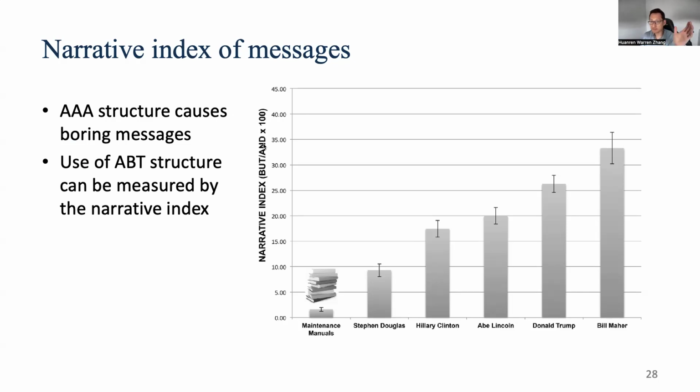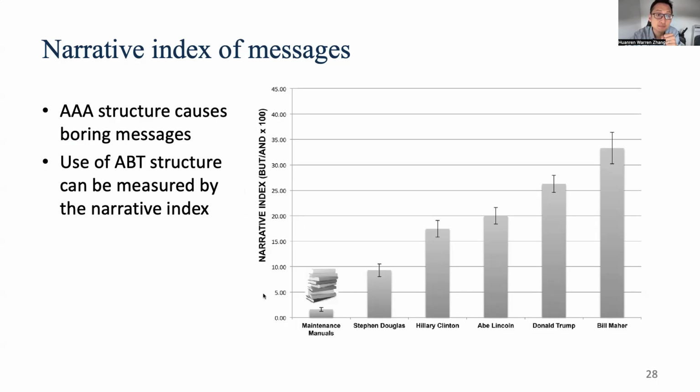So as we have discussed, the AAA structure causes boring messages, and the use of the ABT structure can be more effective, right? So, but how can we measure that? Olson came up with this measure. He basically just measured the number of the words but or however that represent highlighting of the problem, representing a turning point in the message, and then counted the number of ands and calculated the ratio. Right? So here is an illustration. And he called this the narrative index. It's basically the number of buts divided by the number of ands.